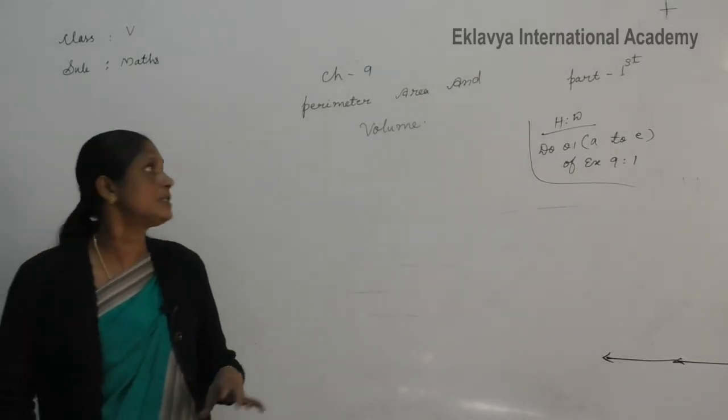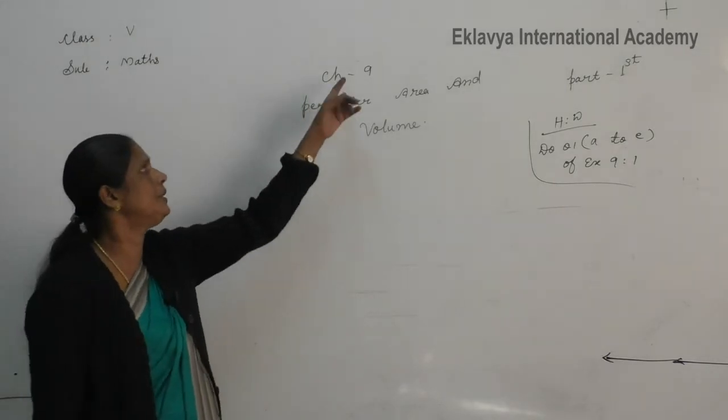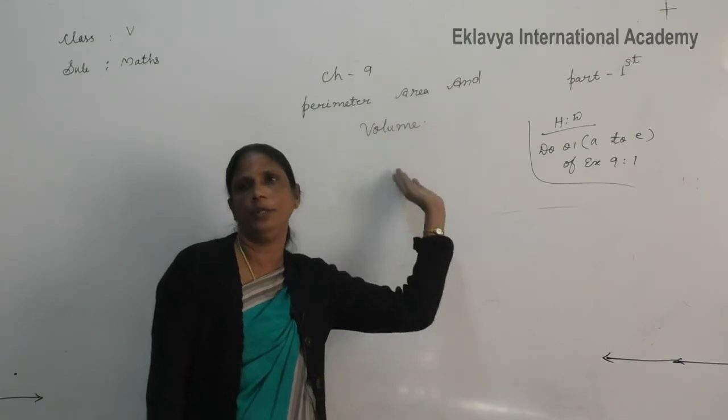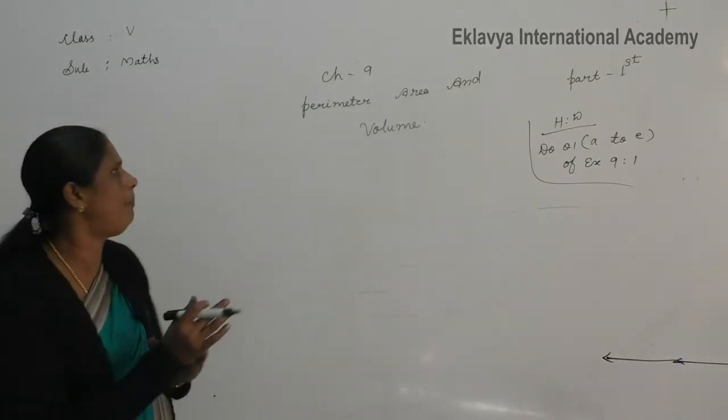Good morning students. Today we will study new chapter 9, perimeter, area and volume. First we study perimeter.